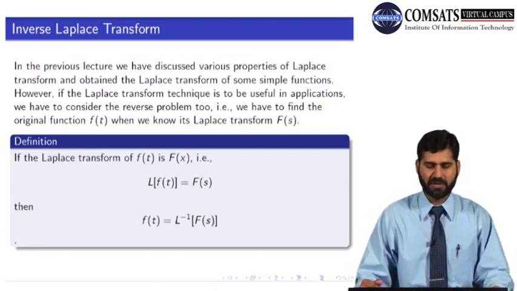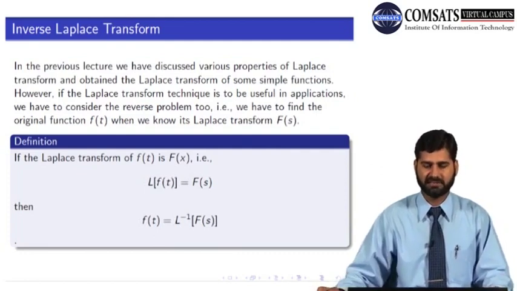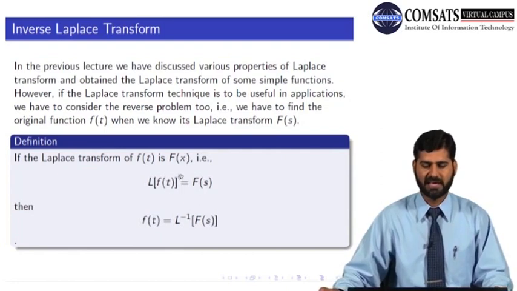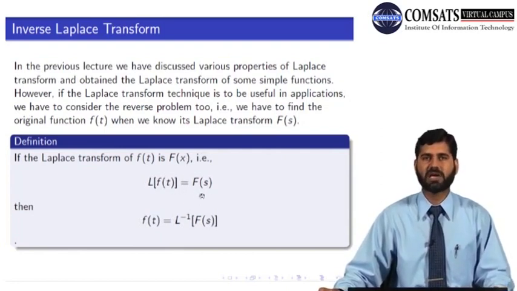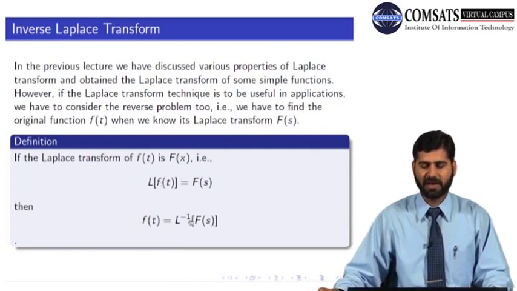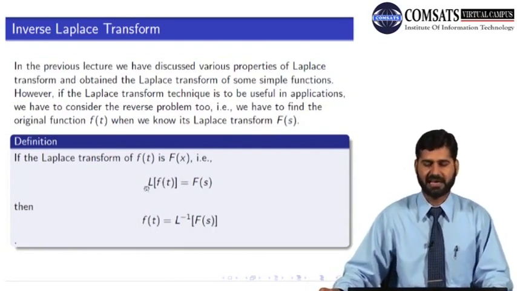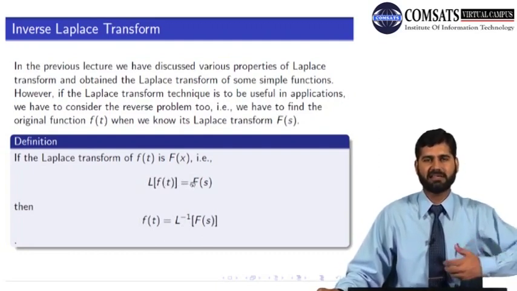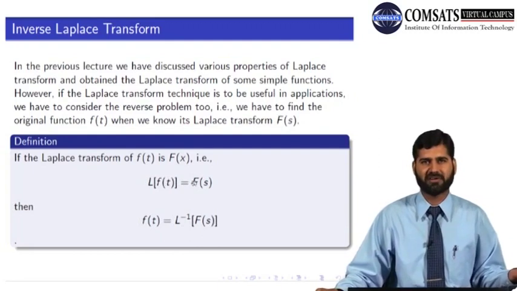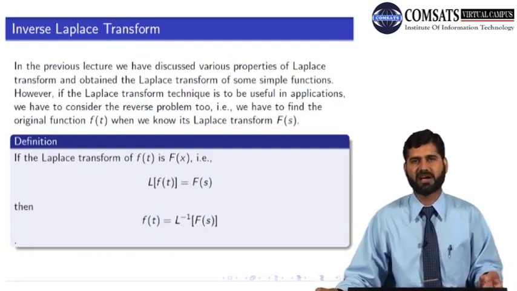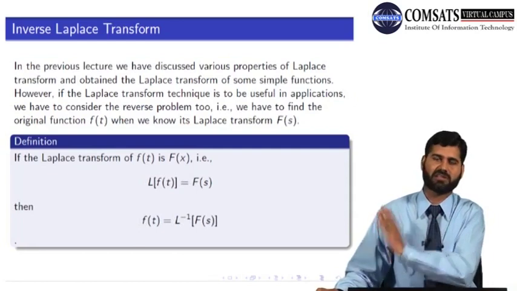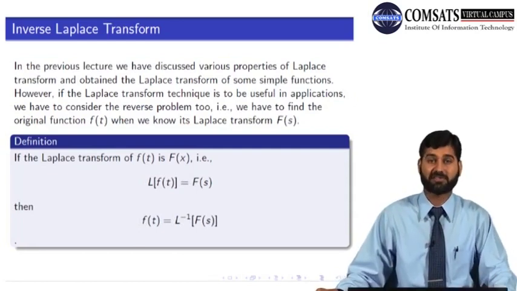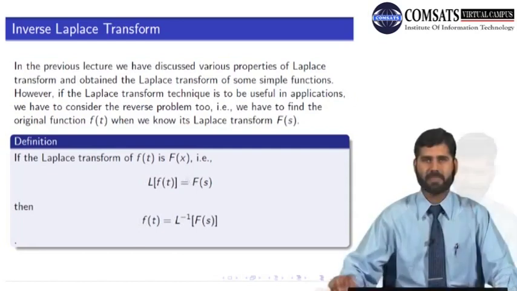So if the Laplace transformation of f(t) is capital F(s), that is, this is not x, this is of course s, that is L of f(t) is equal to capital F(s), then f(t) is equal to Laplace inverse of capital F(s). L goes on the other side and becomes Laplace inverse. It's the same as in the case of any operator. It can be differential operator, sine, cosine. When you send that to the other side, it becomes the inverse, if inverse exists.